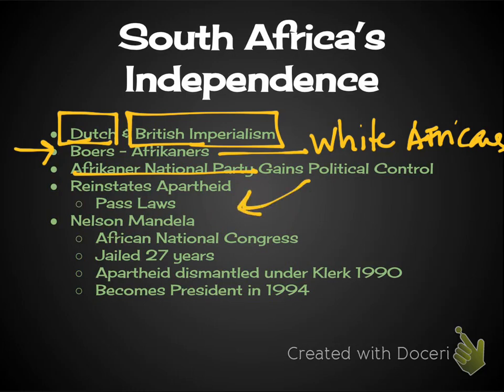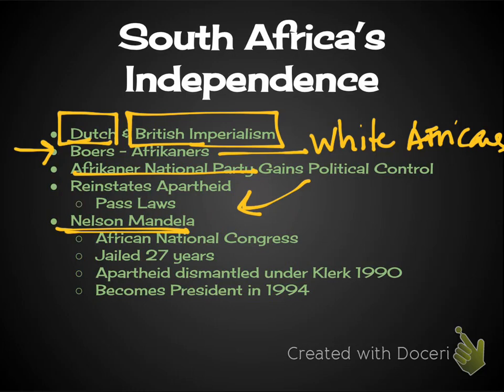They are going to instate apartheid, which is going to be that legal separation of those who are white and black. And we know that a key leader for the African National Congress, a key person you need to know, is Nelson Mandela. We know that he was jailed for 27 years, most of it at Robben Island.